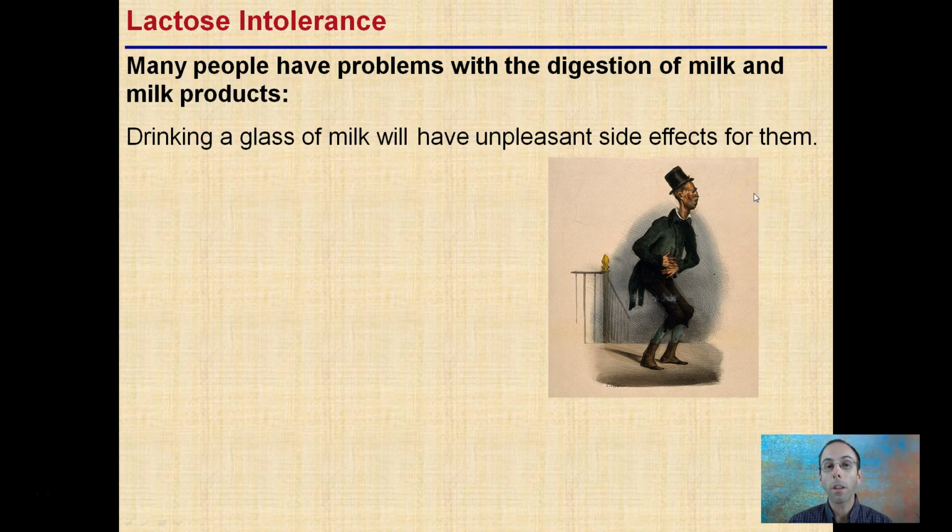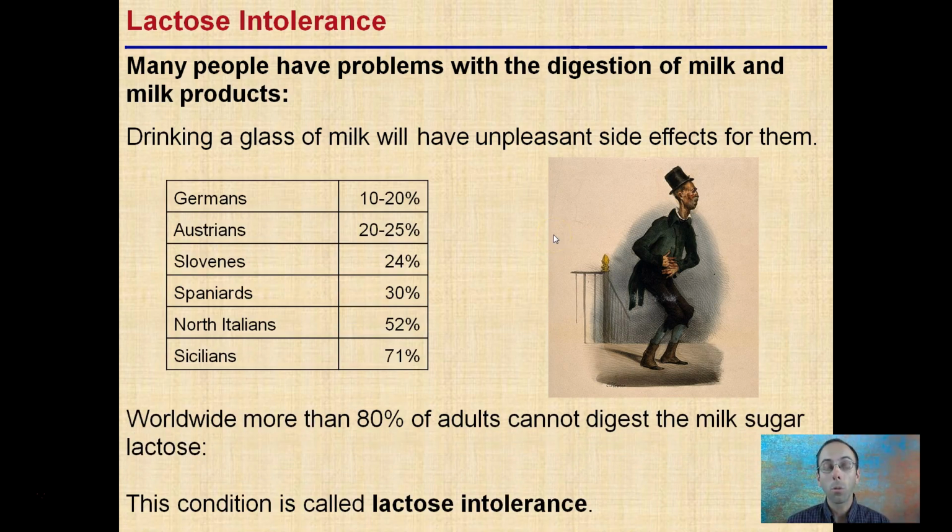So many people actually have problems with the digestion of milk and milk products. If they do drink a glass of milk or consume lactose, you're going to have a lot of unpleasant side effects. Across the world, there are certain regions that have higher chances of having this lactose intolerance. Worldwide, more than 80% of adults cannot digest milk sugar, or the lactose. And this condition is called lactose intolerance. So it's an inability to have the enzyme to break down lactose.